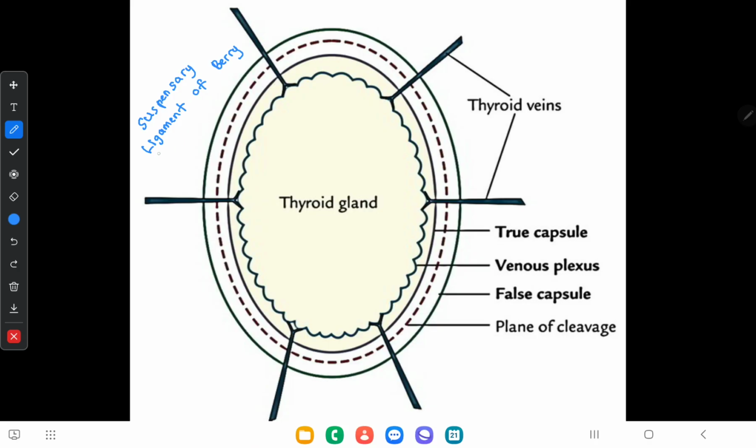I told you earlier a name of a ligament called the suspensory ligament of Berry. This ligament holds the gland firmly in contact with the larynx, and therefore it prevents it from sliding down when enlarged. During surgical removal of the gland, the ligament of Berry must be identified and cut. The attachments of pretracheal fascia to the thyroid and cricoid cartilage and also the hyoid bone are responsible for the movements of the thyroid gland during swallowing and speech.